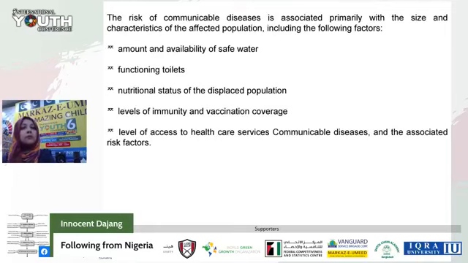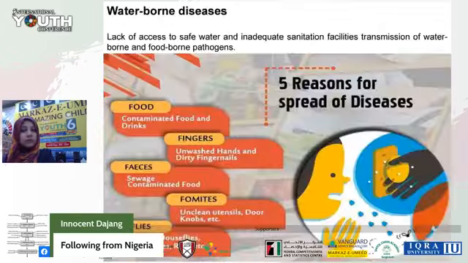The risk of communicable diseases is associated primarily with the size and characteristics of the affected population, including the following factors: amount and availability of safe water, functioning toilets, nutritional status of the displaced population, levels of immunity and vaccination coverage, levels of access to healthcare services, and communicable diseases and the associated risk factors. Then we talk about waterborne diseases, which are a major factor increasing health issues in any disaster situation. Lack of access to safe water and inadequate sanitation facilities is the most important factor for waterborne diseases, such as the transmission of waterborne and foodborne pathogens.